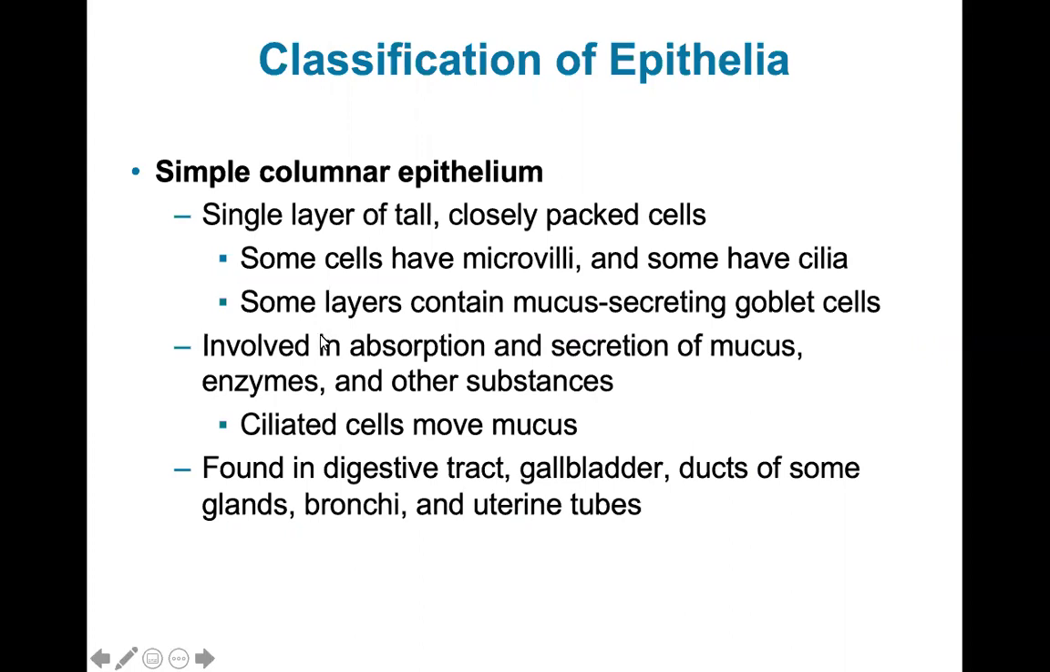Simple columnar epithelium is involved in absorption and secretion of mucus, enzymes, and other substances. And some of these cells might even be ciliated. Cilia are actually projections of the cell, and what happens is the cilia tend to create wave-like movements, which is very good at motility, or movement of substances. So we'll typically find simple columnar epithelium in the digestive tract, the gallbladder, ducts of some glands, bronchi, and the uterine tubes.